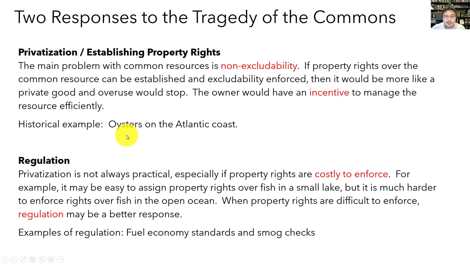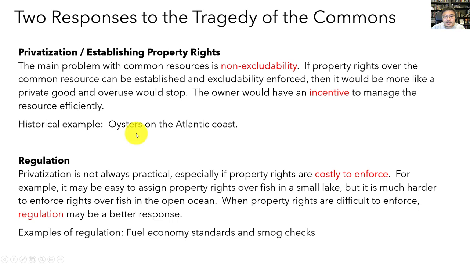But if you consider something like fish in the open ocean, that's much more difficult to define, right? Because first of all, the fish are mobile, and so you can't really define property rights over the fish themselves. And second, the ocean is such a huge area to patrol that it would be very difficult to enforce any kind of property rights over the ocean. And so when property rights are difficult to enforce, then regulation may be a better or even the only response to the tragedy of the commons.